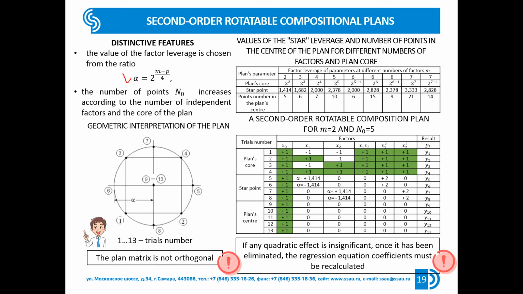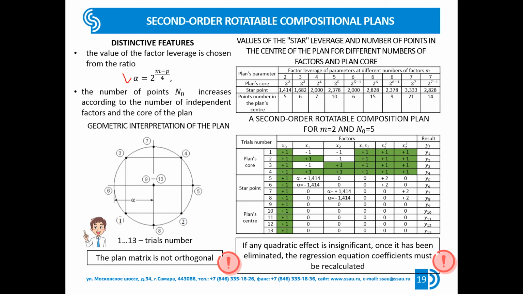The choice of the value of the factor leverage can be explained using the example of a second-order rotatable plan matrix for m equals 2, shown in the table below, with the placement of the points of this plan shown in the figure on the left. To ensure rotatability of points 5, 6, 7, and 8, it is necessary to remove them from the center of the plan at a distance a that is 1.414 times greater than the distance of points 1, 2, 3, 4 from axes x1 and x2. As a result, all points of the plan appear to lie on a circle.